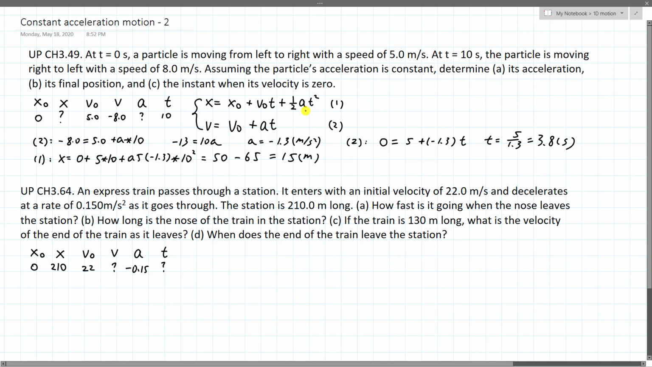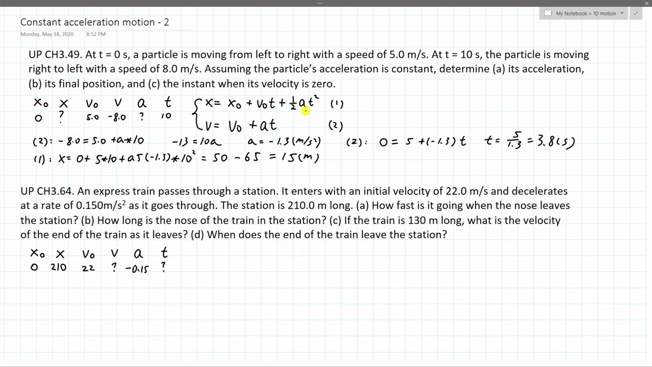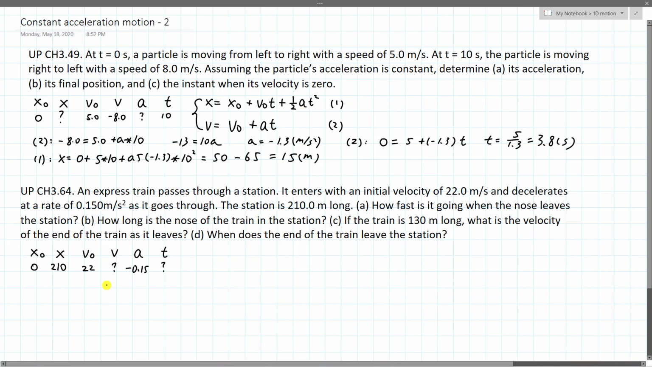Alright, so let's list the equations here. We'll try to split our work from on the left side and then go to the right side. So equation 1, 210 equals 0 plus initial velocity 22t, then plus 1/2, there's a negative 0.15 acceleration, t squared. So this is a quadratic equation full-fledged. It has quadratic, linear, and also constant terms.